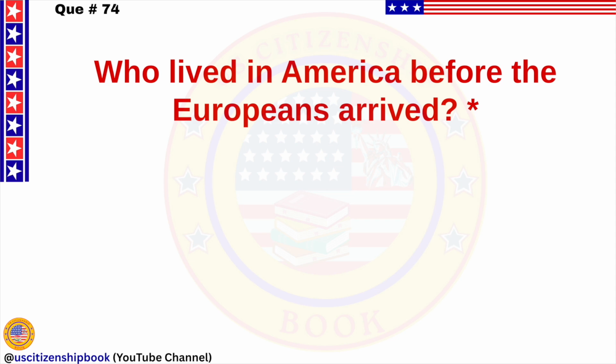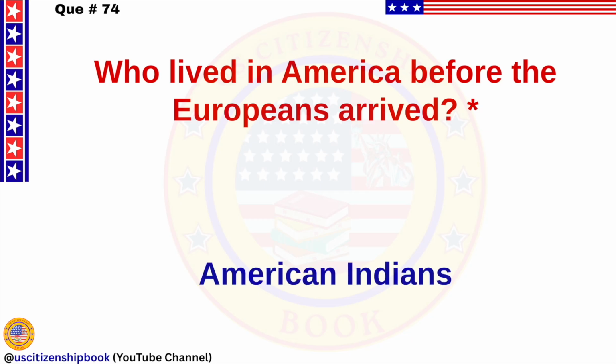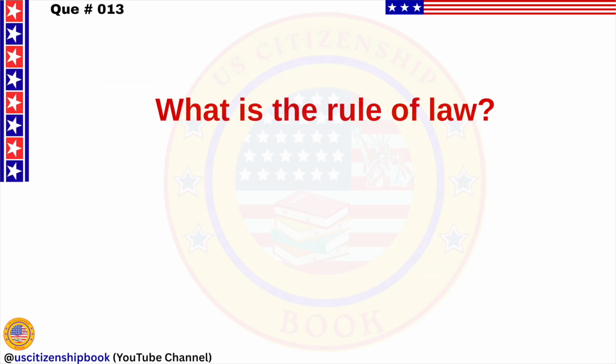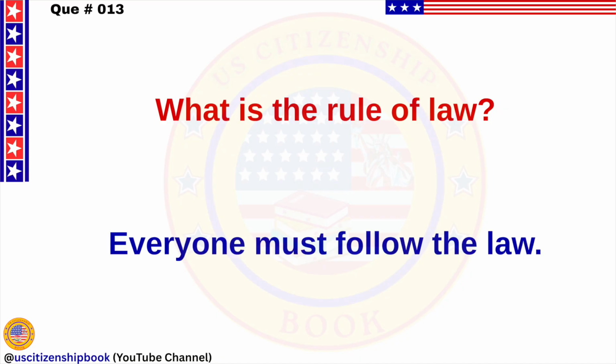Who lived in America before the Europeans arrived? American Indians. What is the rule of law? Everyone must follow the law.